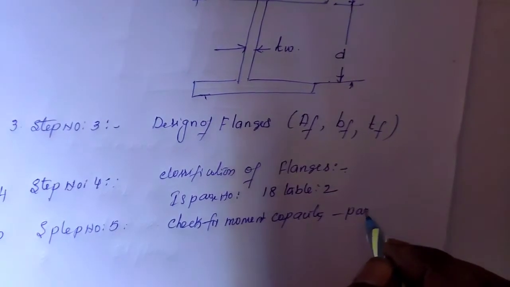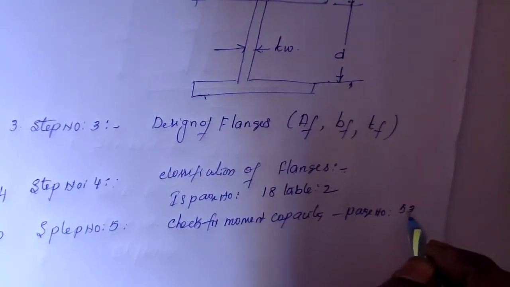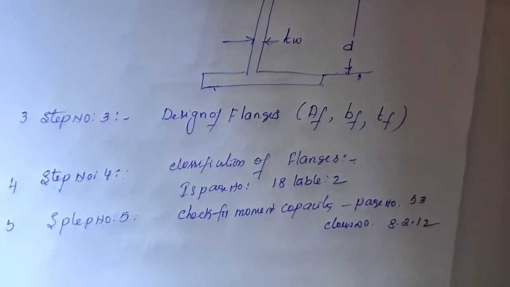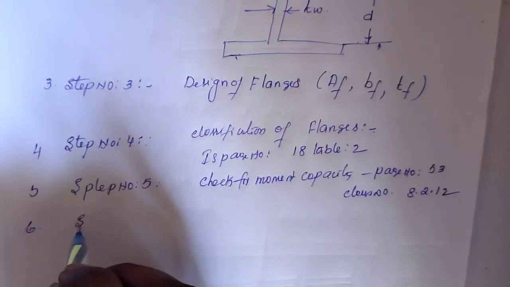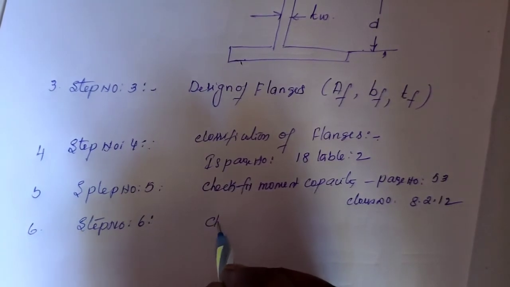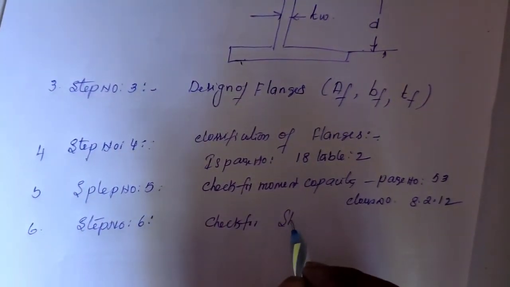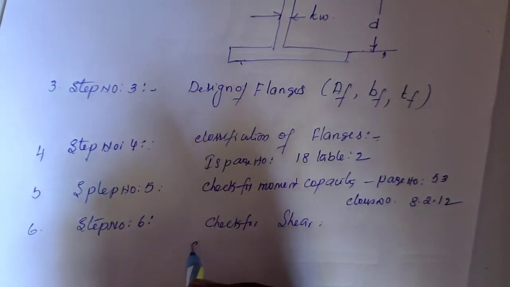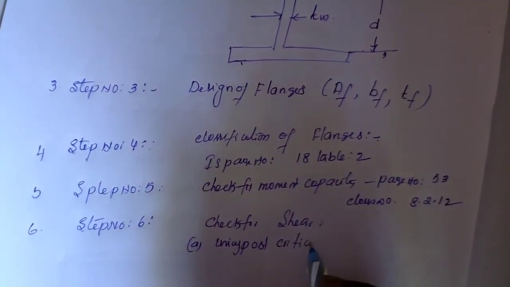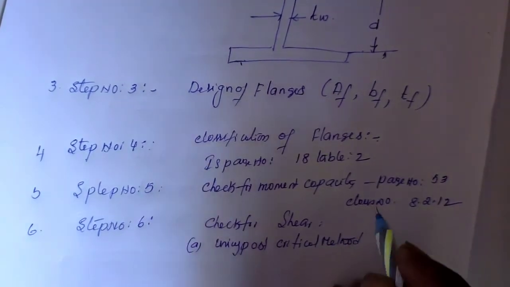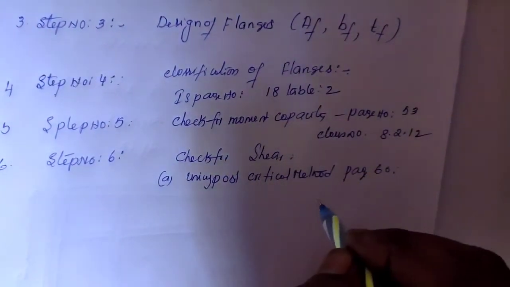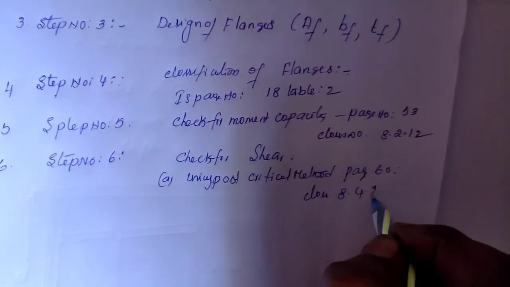Therefore, page number 53 and clause number 8.2.12. Therefore, step number 6: check for shear. Therefore, two types only. One is using post critical method. Page number 60 and clause number 8.4.2.